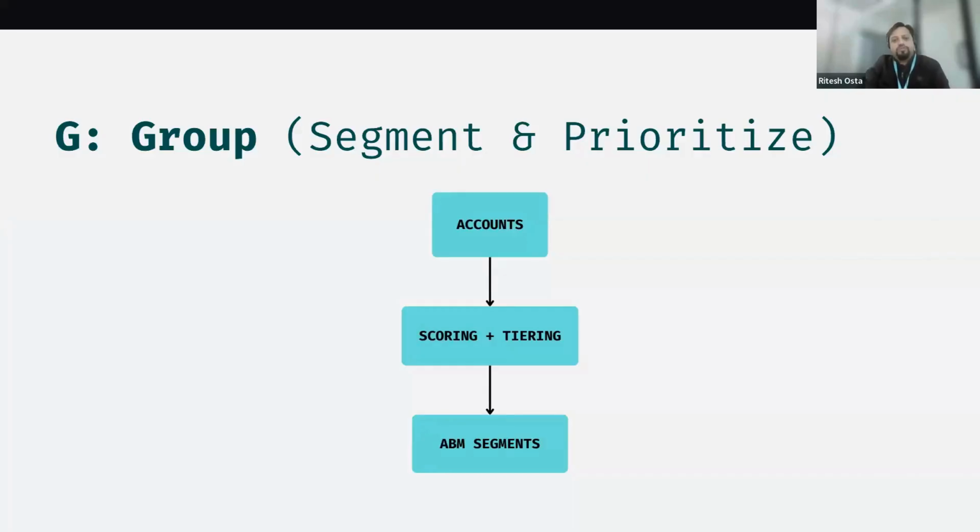Okay, so map it to the account, do the scoring and tiering, and then create what we call the ABM segments, right? And based on the segments, you create the personalized outreach messaging, right? Which includes ads as well.